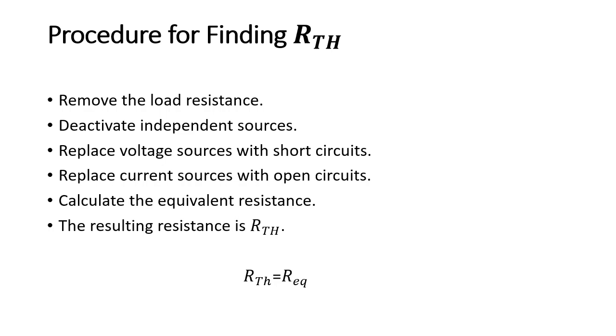Next is the procedure to find out the Thevenin's resistance RTH, and the steps are: we have to remove the load resistance first. Next step is to remove all the voltage sources, that is, we have to short circuit the voltage source if the voltage source is given in the circuit. Next step, we have to remove the current source, that is, we have to open circuit the current source if the current source is given in the circuit. And the last step is that we have to measure the resistance across the load terminal, which is Thevenin's resistance.